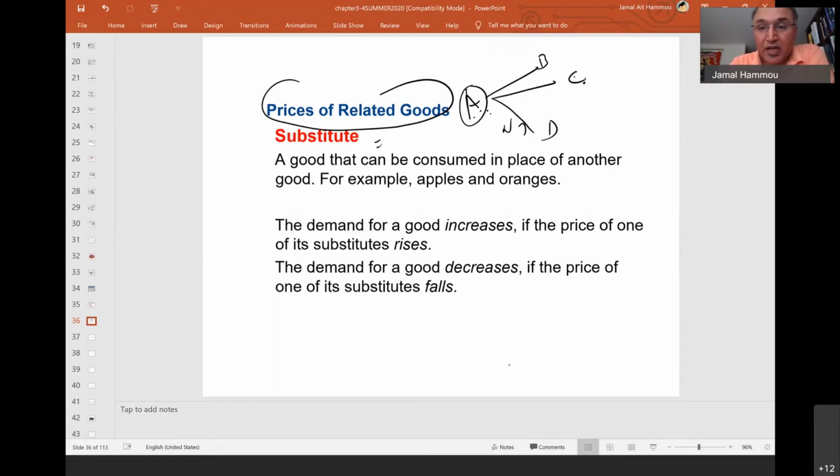But this is very important. For related goods, we're talking about the relationship between the demand for good A and the price of good C. If it's a substitute, it means you can use one or the other. I can buy apples, or I can buy oranges. I can buy a Dell computer, or I can buy an HP computer. I can buy a Honda or a GM, or I can buy a Ford. So we call them substitute products.